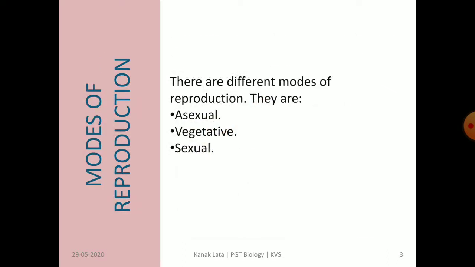Now about the modes of reproduction. There are three different modes of reproduction. They are asexual, vegetative and sexual.